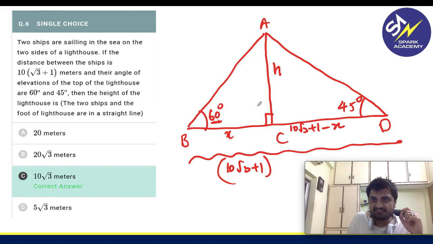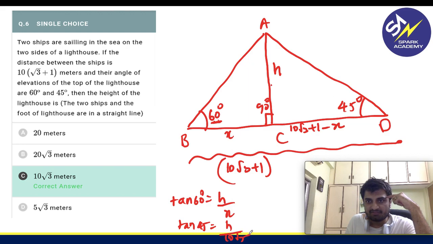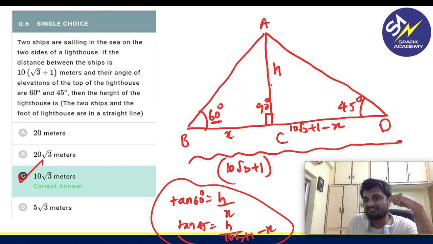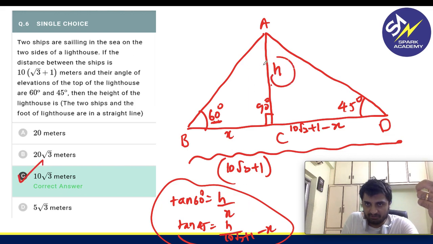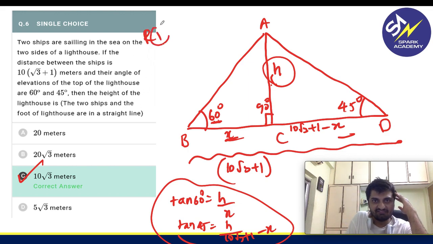Tan 60, because this is 90 degrees, right? Light tower looks like this. So this is a standard sum. So I can say tan 60 is opposite side by adjacent side, h by x, and this is tan 45. Tan 45 is h by 10 root 3 plus 1 minus x. So you simplify these two equations, you will get both h and x value. Sometimes they will ask height of the tower, or sometimes they will ask this 10 root 3. Classic heights and distances problem this is. So round 1 question only, I would say.